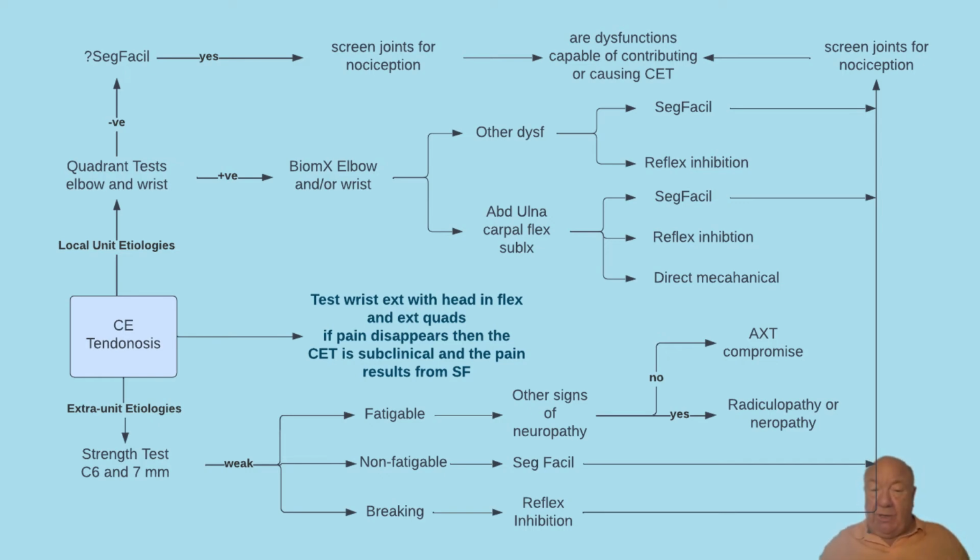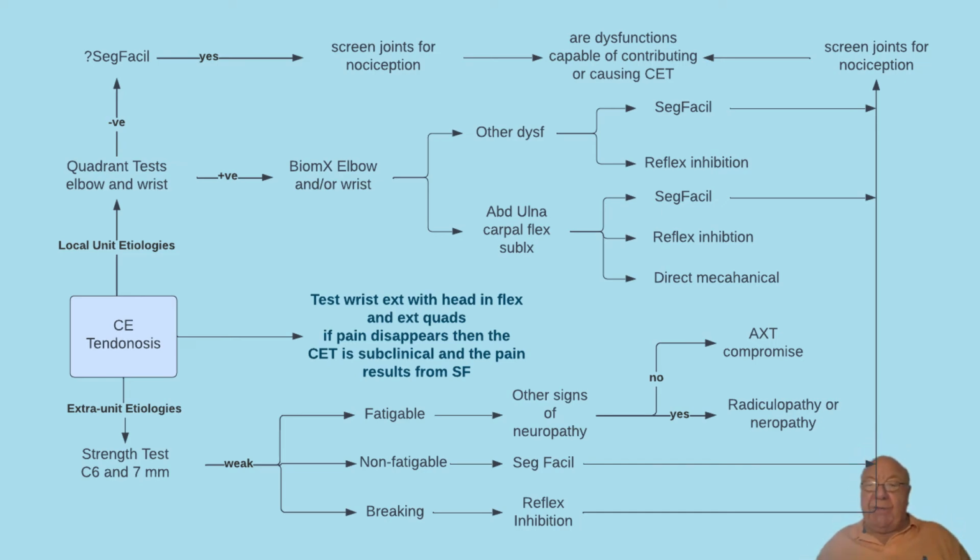Probably the purest way of doing this is look for segmental facilitation first. So that's what we'll do. So we're going to go on this chart vertically downwards, and we're going to look at extra-unit etiologies, and we strength test C6 and 7 muscles. Now, when you do this, you're not going to hit everything. For example, reflex inhibition is probably not going to show up very well when you do your routine strength tests. These often need to be taken to the end of range and then an eccentric force through them. So they may not show up. If they do, fine, but they may not.